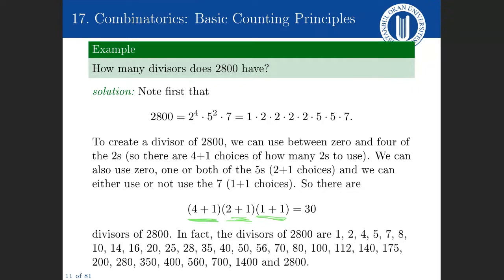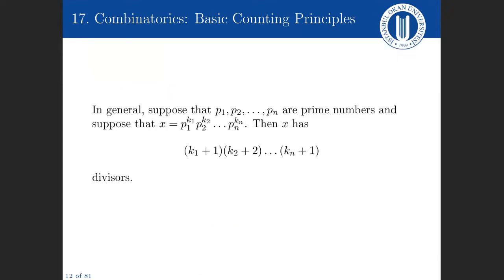And in fact, I've written these divisors at the bottom of the page. If you count them, you will see that there are 30 numbers just here. We can make a general rule.